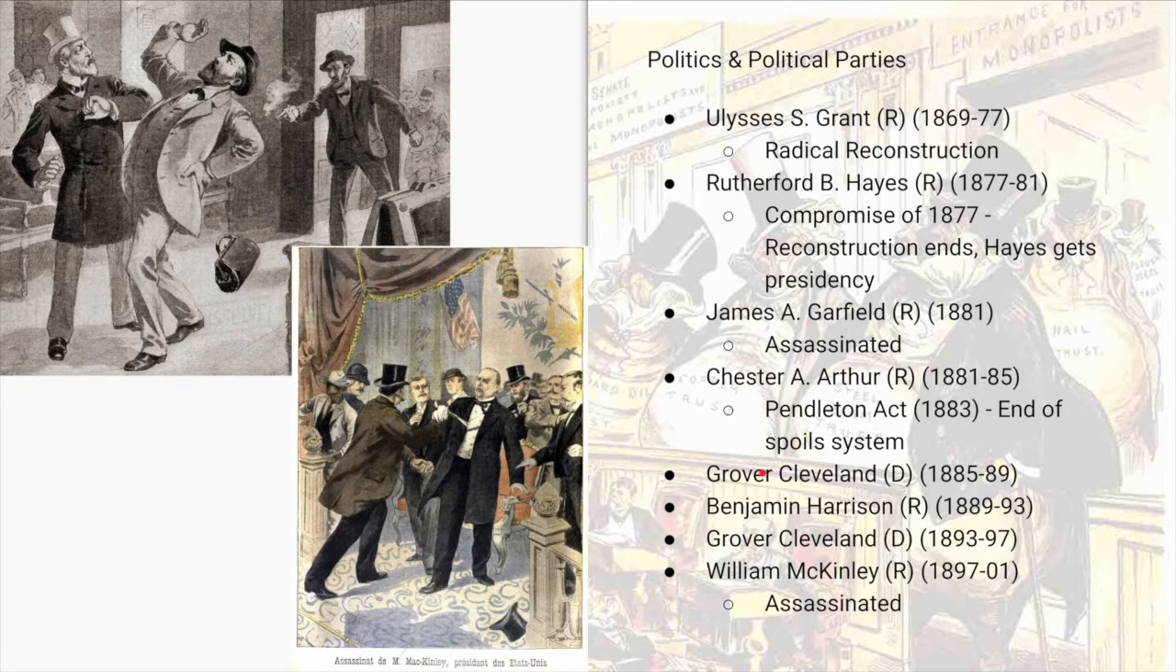Now, we're going to change gears with Grover Cleveland, who's a Democrat. Remember, Democrats are Southerners at this time. Then we go to Benjamin Harrison, who's a Republican. Cleveland is the only president to run 2 terms non-consecutively. And then we're going to end here with William McKinley, another president who is assassinated.